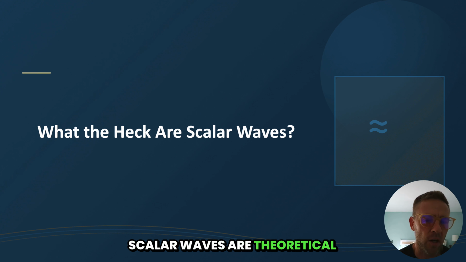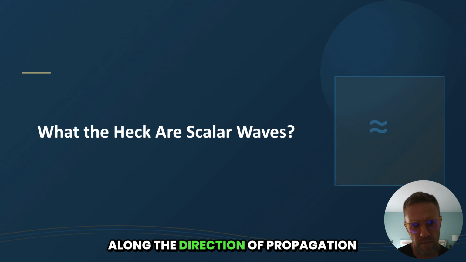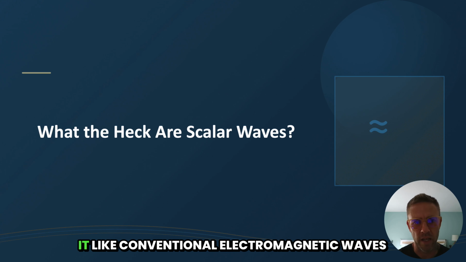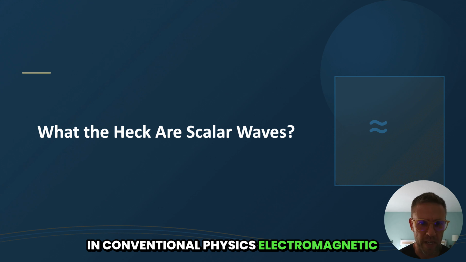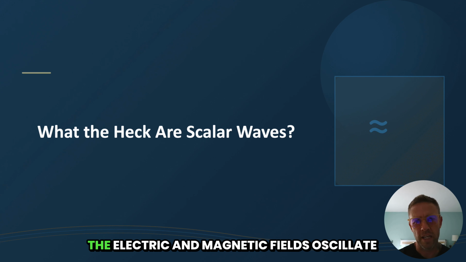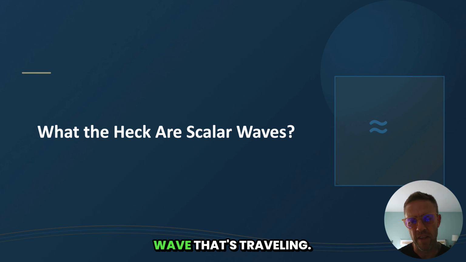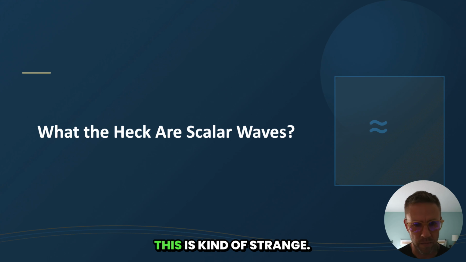Scalar waves are theoretical electromagnetic oscillations that propagate longitudinally, along the direction of propagation, rather than perpendicular to it like conventional electromagnetic waves. Like sound waves, for example. In conventional physics, electromagnetic waves are transverse. The electric and magnetic fields oscillate at right angles to the direction the wave is traveling. But scalar waves oscillate parallel to their direction of travel. This is kind of strange.